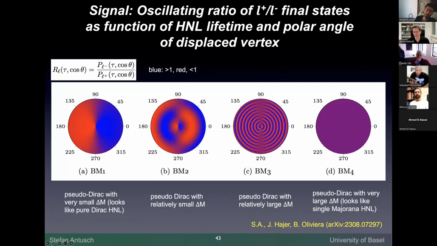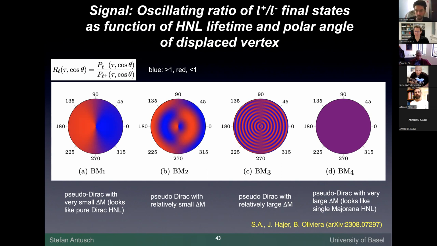Then if you even go to benchmark model 3, where you have larger delta M, so now you can see a few of these oscillations, then you see this ringy structure, showing the oscillations that has now really modulated this forward-backward asymmetry into ring-like signatures. And then if you go to very large delta M, where the oscillations are now so large that you cannot resolve them anymore, then you see no forward-backward asymmetry anymore. It's completely washed out. And this would be then the case where the pseudo-Dirac HNL looks very similar to a single Majorana HNL. So you just have 50% chance of decaying into a lepton number conserving and violating way, and this would completely wash out this asymmetry structure.